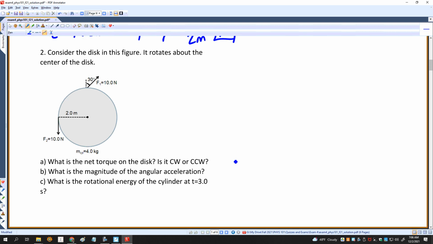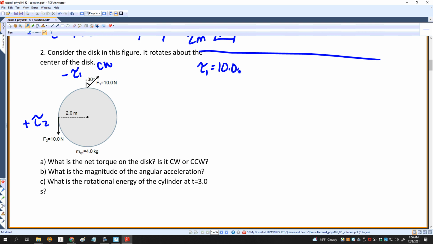All right, let's look at this. Oops, sorry. This is a more typical problem with Newton's second law. First thing I want to do is, what is the net torque? Torque 1 is right here. This is torque 2. Torque 1 is clockwise, so it's going to be negative. Torque 2 is counterclockwise, so it's going to be positive. I can calculate torque 1 is F R sine theta. That's 10 newtons times R, which is 2 meters, times sine of 30. That's going to be 20 times 1/2, or 10 Newton meters. It is negative because it's clockwise, so I'm going to put a negative right there.